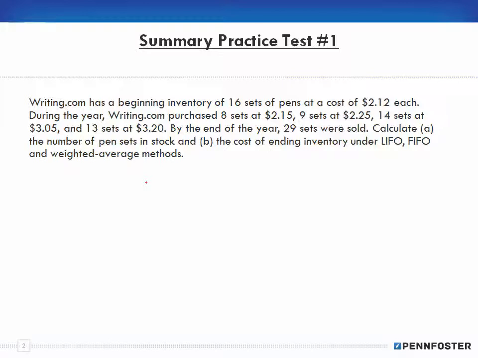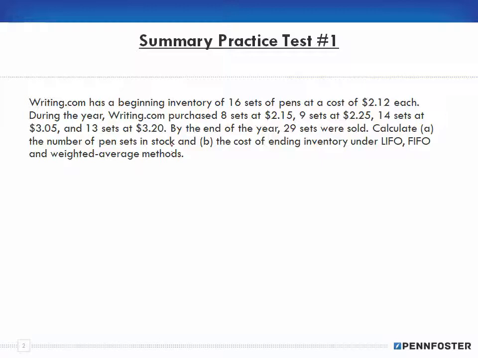So with that said, let's do number 1 here. As you can see, this is all in a paragraph format. It says we have a beginning inventory of 16 sets of pens at a cost of $212 each. And then during the year, we purchased 8 sets at $215, 9 at $225, 14 at $305, and 13 sets at $320. By the end of the year, 29 were sold. Calculate A, the number of pen sets in stock, and B, the cost of the ending inventory under LIFO, FIFO, and the weighted average methods.